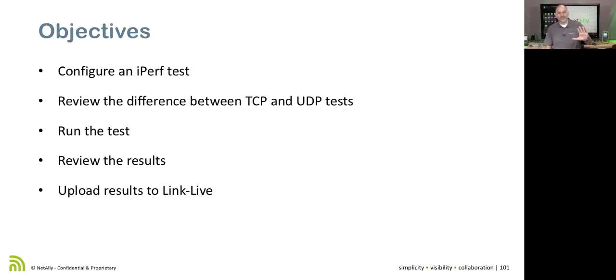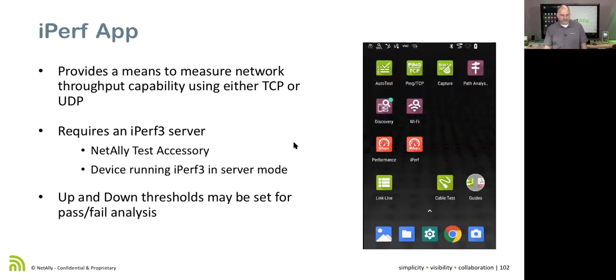So we're going to go ahead and configure the iPerf setup. We're going to review the test results. We're going to look at uploading those test results to Link Live. So our iPerf app provides a way that we can measure the network throughput capability using either TCP or UDP. It does require that we have an iPerf 3 server at the other end.